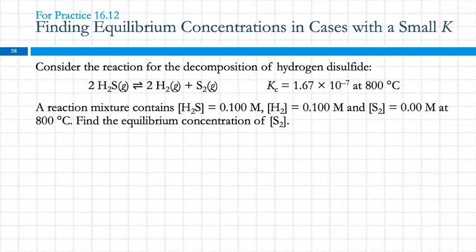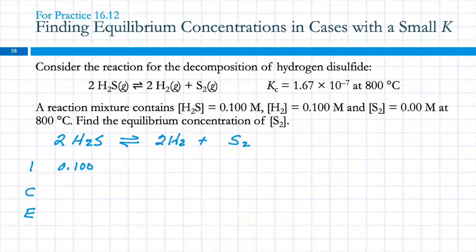So I'm going to make an ICE table. So I've got 2H2S in equilibrium with 2H2 and S2. Got my initial, change, equilibrium, put in the initial values. I have 0.100 molar of that. I have 0.100 molar of the H2, and I have none of the S2.